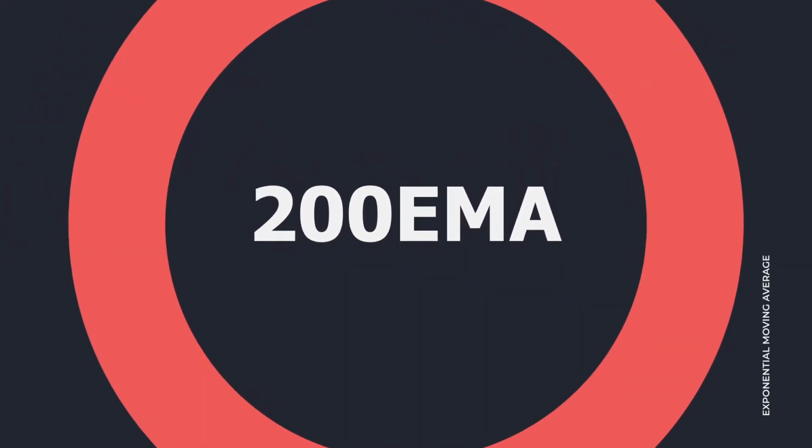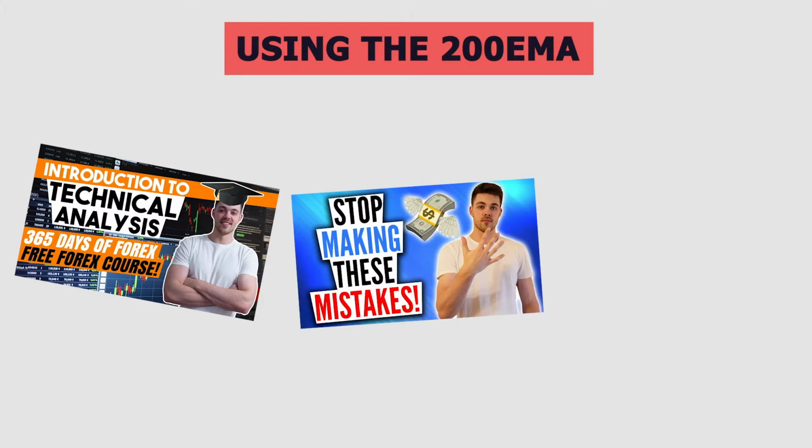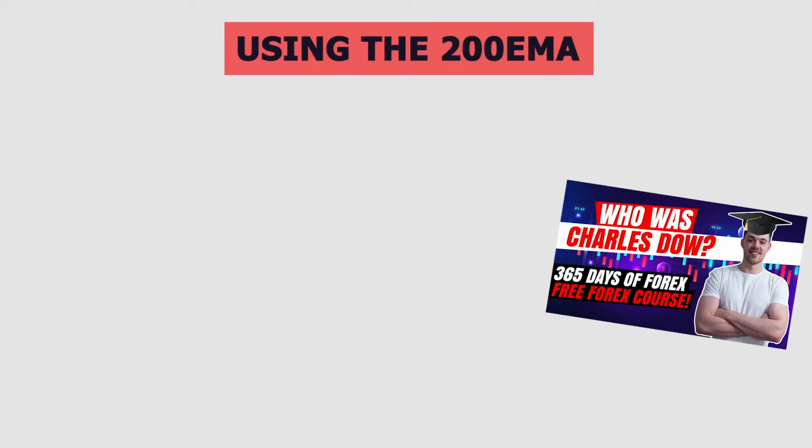Unlike Fibonacci retracements and extensions, there is a lot more rationale behind using the 200 exponential moving average within this system. This tool provides us with directional bias when we are trading. As you should know from various videos in the 365 Days of Forex series, we always want to use the higher time frame bias to our advantage when we're trading.